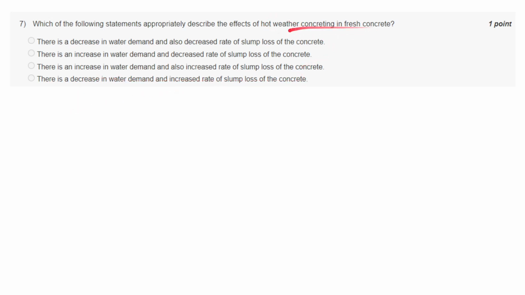So as we all know, hot weather concrete will result in higher evaporation. So higher evaporation results in higher water demand. So either it will be the second or the fourth option. Sorry, second or third option.